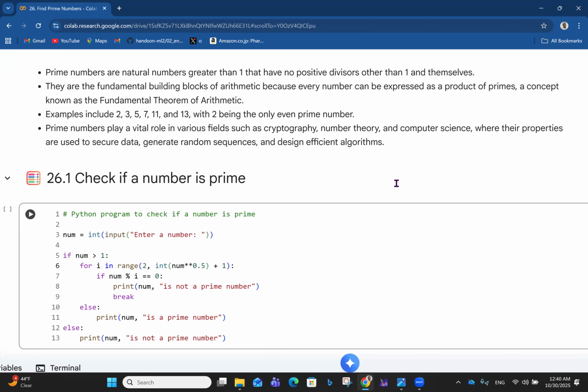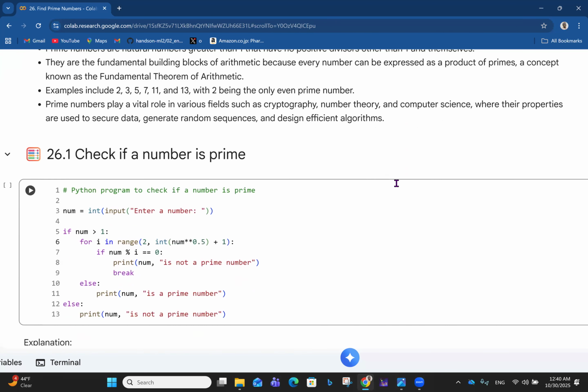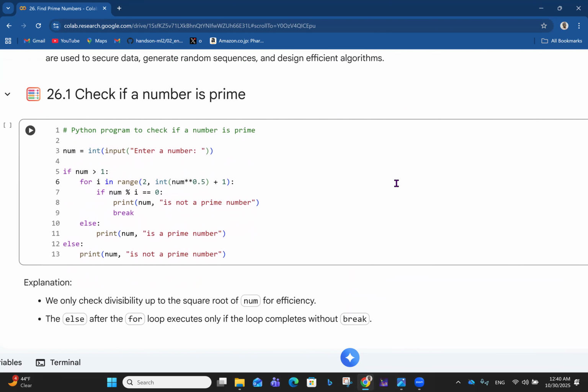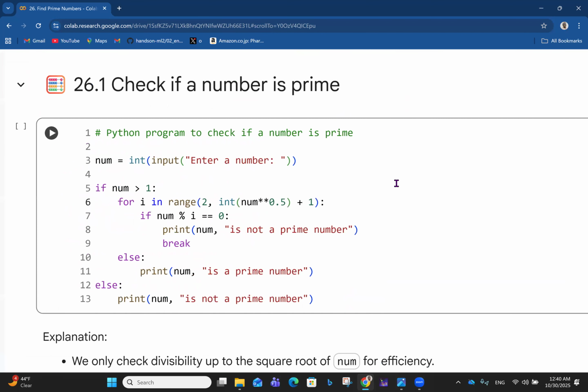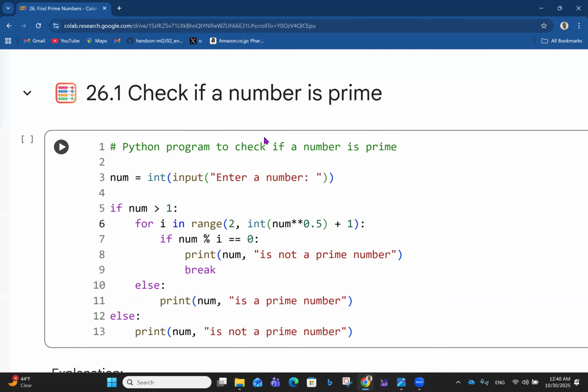The first thing we want to do is see how Python code helps us see whether a number is prime or not. So you have a Python program to check if a number is prime. You have num here, a variable where the input function prompts you to supply something, and it expects only an integer. Input means it will prompt you, then int means it has to be an integer. If it is not an integer, it will not accept it.